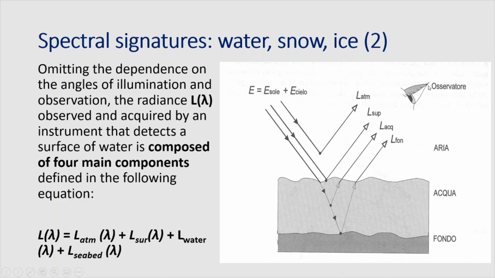In reality, what is coming to our eyes, for example, is composed of four different components. This is the radiance coming from the atmospheric scattering, which of course is not coming from the surface, but from the tropospheric layers. Then we have the reflectance coming from the surface of the water. Then we have the reflectance coming from the intermediate layer of the water. And at the end, you can also have the L seabed, coming from the seabed of the water.